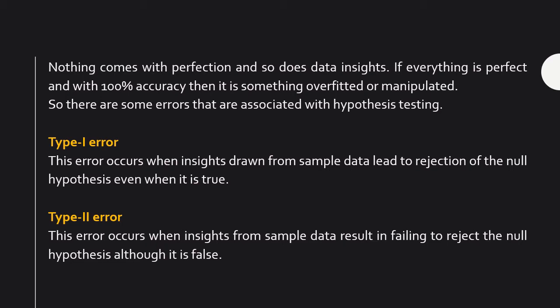So the first type of error that we encounter is type 1 error. This is basically when we reject the null hypothesis even when it's true. Now type 2 error, we fail to reject the null hypothesis although it is false. So basically it is a kind of true positive and false positive.